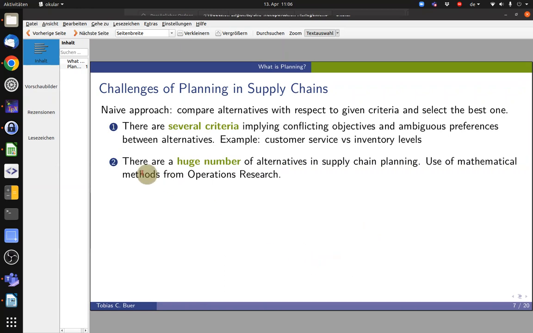On top of this, we typically have a very high number of alternatives that we need to consider. From a mathematical point of view, often we have discrete alternatives, and this is very challenging for the methods we know today to evaluate all these discrete alternatives. And one field of research that is dealing with this huge number of discrete alternatives is called operations research.